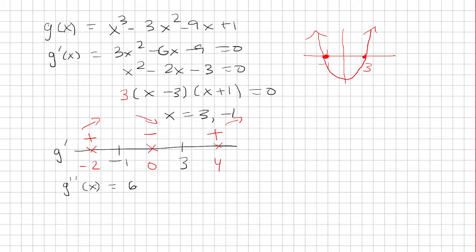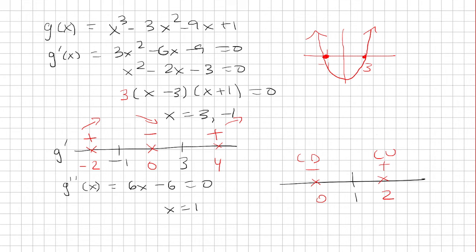Now for the second derivative, that would just be 6x minus 6 equals 0. So x equals 1. So we'll just plot x equals 1 here, and then just pick values left and right of it. Say 0 and 2. Plug it in, you get a negative and a positive. So it's concave down and concave up.